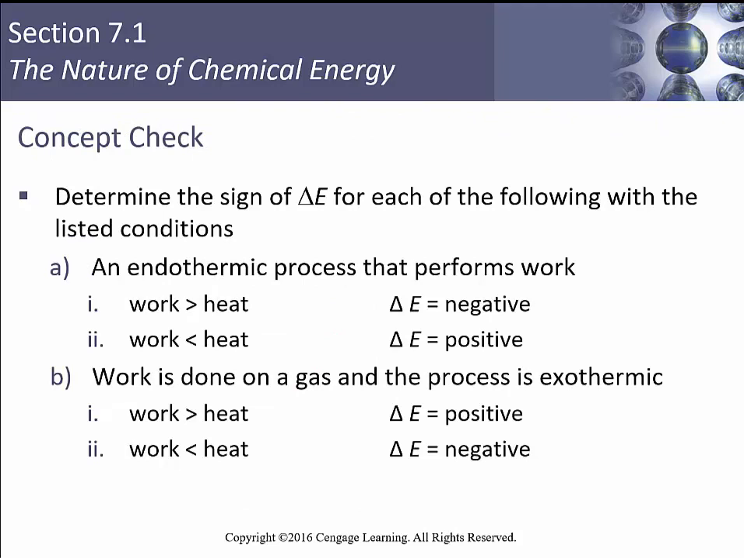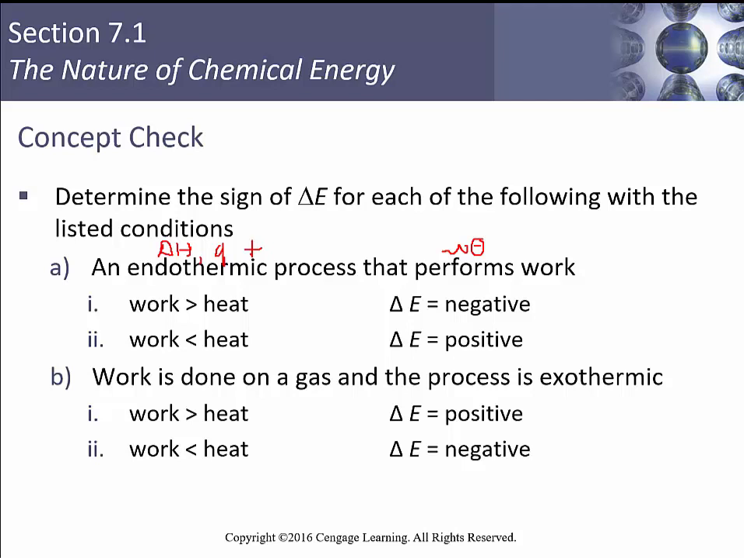So let's do a quick concept check. Determine the sign of the change in energy for each of the following listed conditions. So if we have an endothermic process that is going to perform work, if it's an endothermic process, it means that our delta H or our Q is going to be positive. Now, if it's going to perform work, our W is going to be negative. So if our work is bigger than our heat, then our overall energy change is going to be negative. If our work is less than our heat, then our energy change is going to be positive.